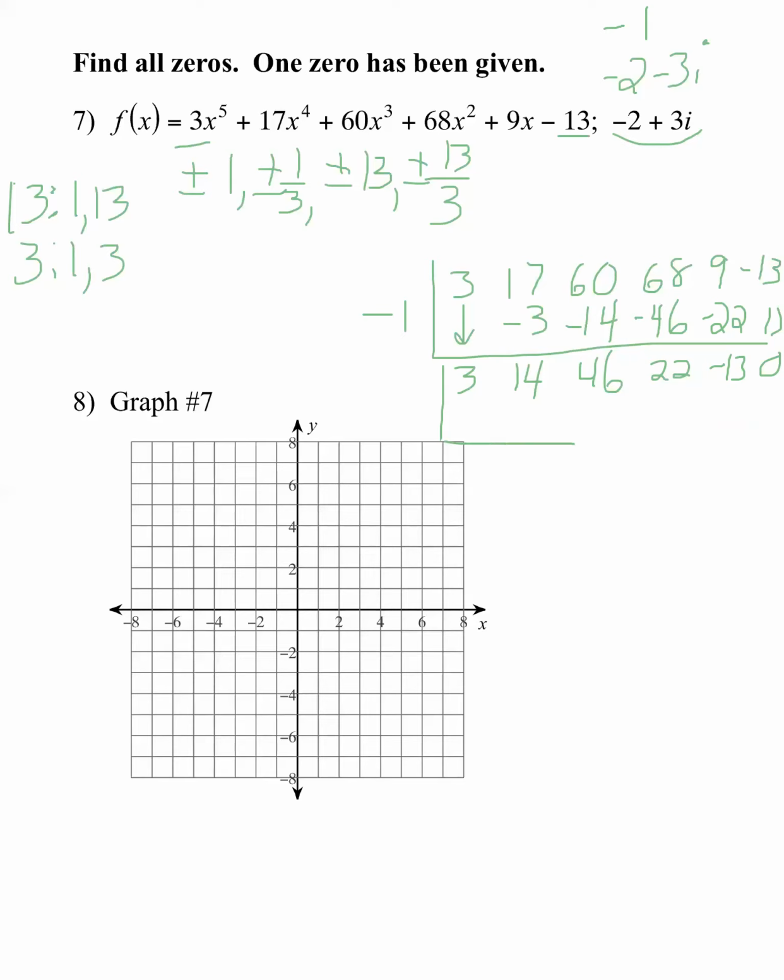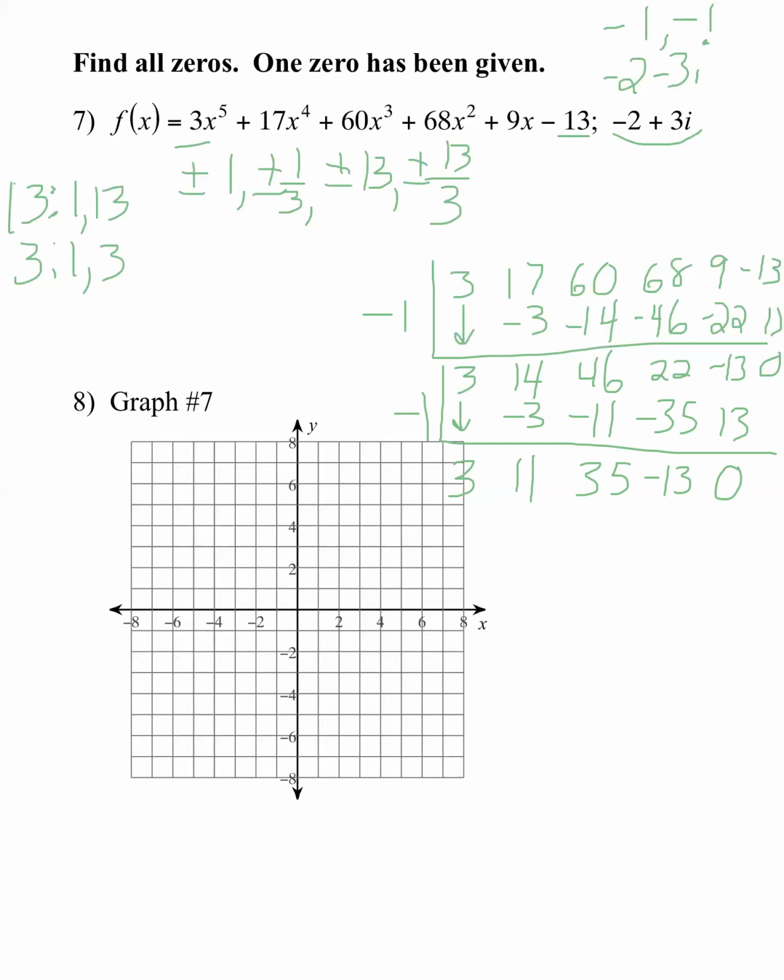Sometimes I like to just keep going right on this. Less writing. And since positive 1 didn't work before, it'll never work, so I don't have to test that again. 35, negative 35, negative 13. Ooh, look at us. We found another one. So that means negative 1 was a double root.